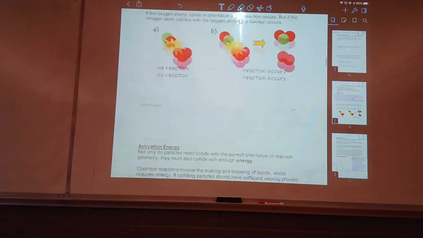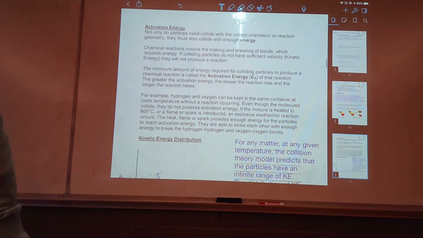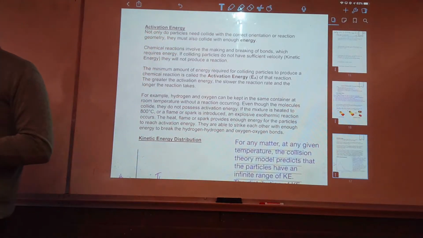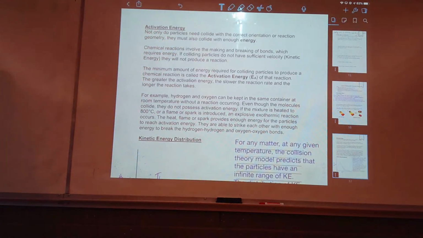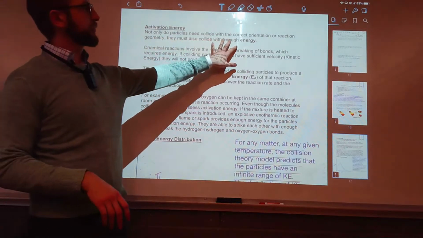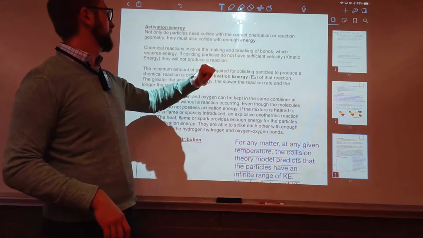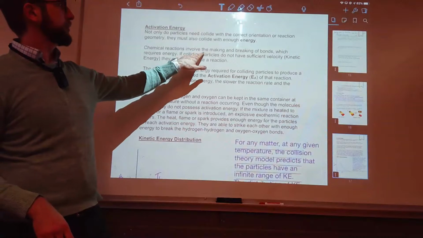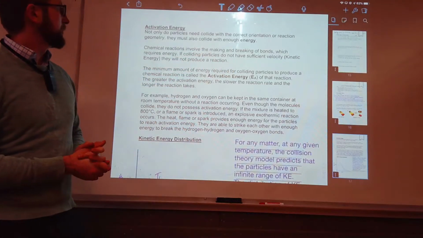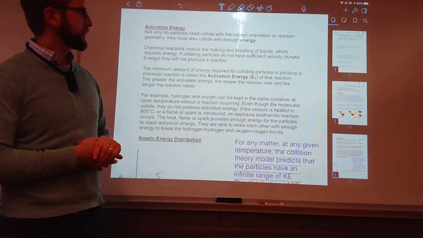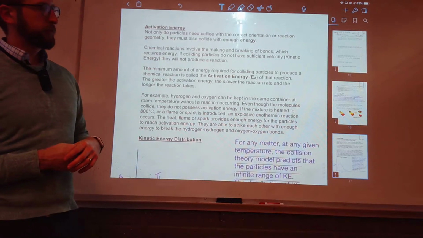Okay, so this initial bond breaking action is what's called an activation energy. That is the initial amount of kinetic energy that you need to start the bond breaking process. So not only do the particles need to collide with the correct orientation or correct geometry, they must collide with enough energy. Chemical reactions involve the making and breaking of bonds, which requires energy. If colliding particles do not have sufficient velocity, they will not produce a reaction.